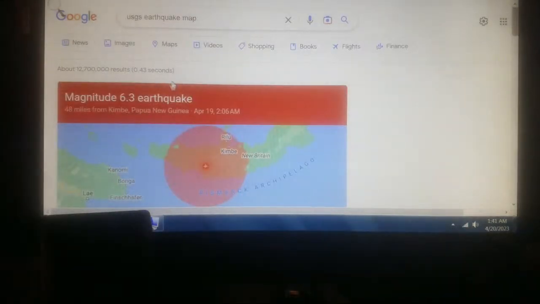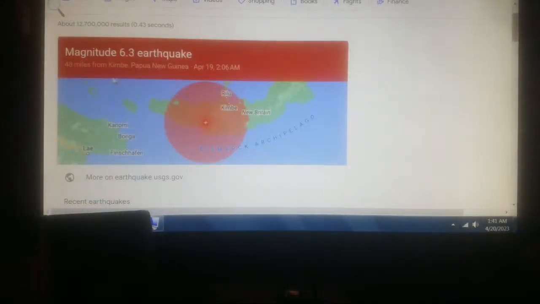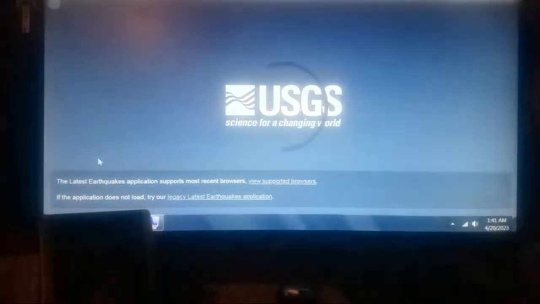Let's just go ahead. Whoa, whoa, whoa. Easy. Easy, Betsy. What did you do there? Don't you open up 2 pages at once. What's this? Oh, the 6.3, 48 miles from Papua New Guinea, April 19th. I'm trying to get this to open up the map. Yeah, I know. Oh, we might have some luck here. On both horizons, the laptop gave me a little sign of life. Come on, USGS. You can do it. Your life depends on it.